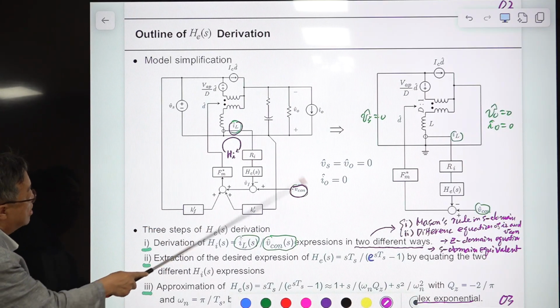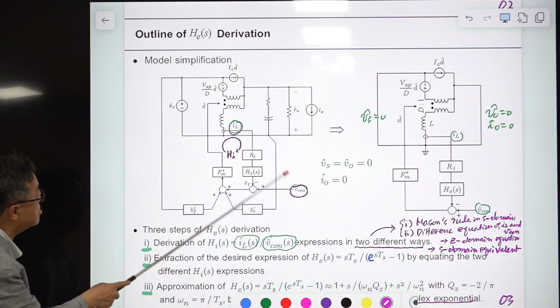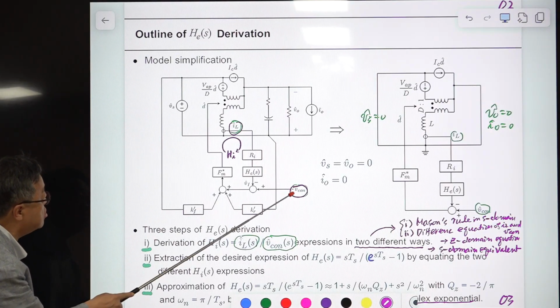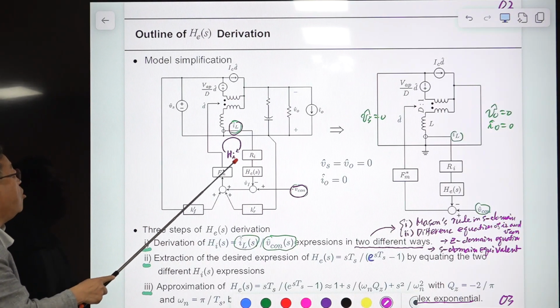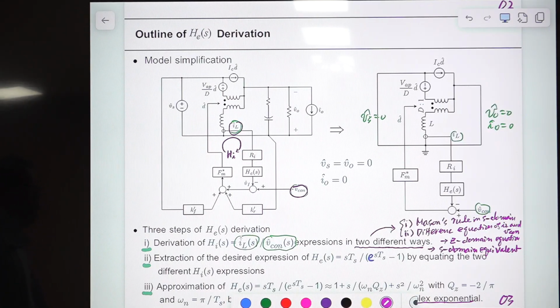This disturbance is coming from here, and we are trying to derive this transfer function. So this is the input to output. No, this is the input, and this is the output. So you apply the block diagram Mason's gain rule here.